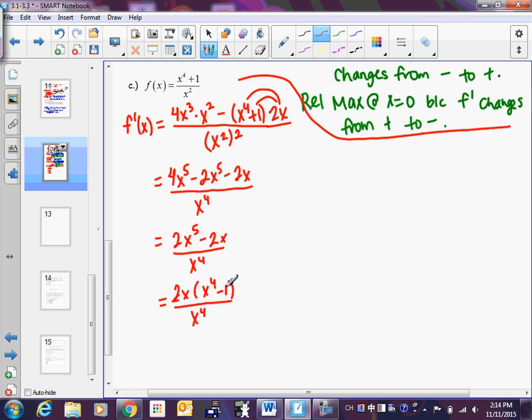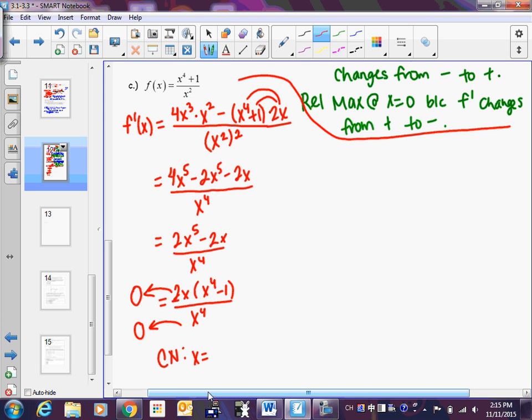I have it broken down enough to where I can figure out what I need to figure out, which is where does the top equal 0? That would be where the whole derivative equals 0. And where does the bottom equal 0? That would be where the derivative is undefined. And the whole reason we're doing this is so we can figure out what our critical numbers are.